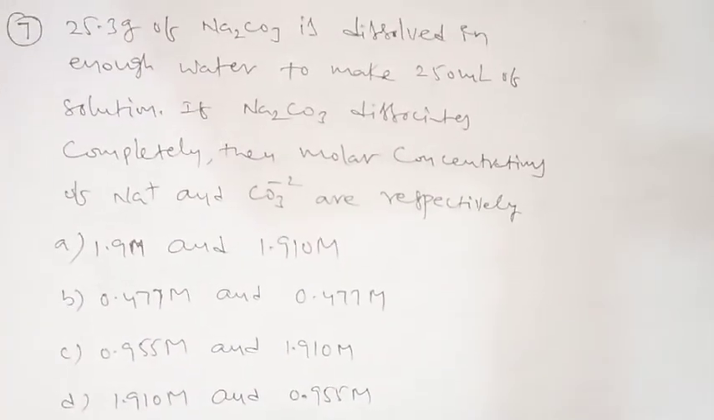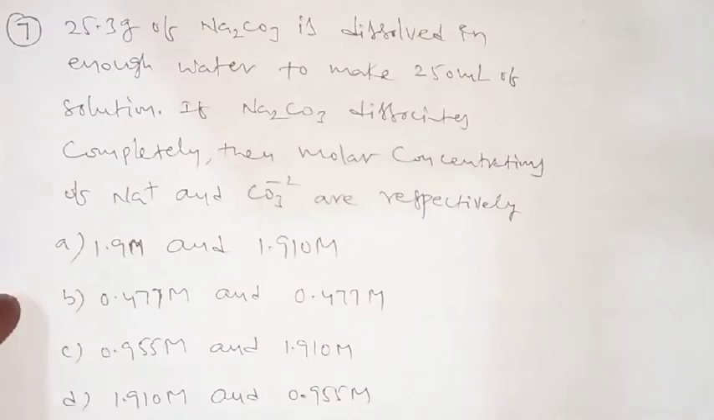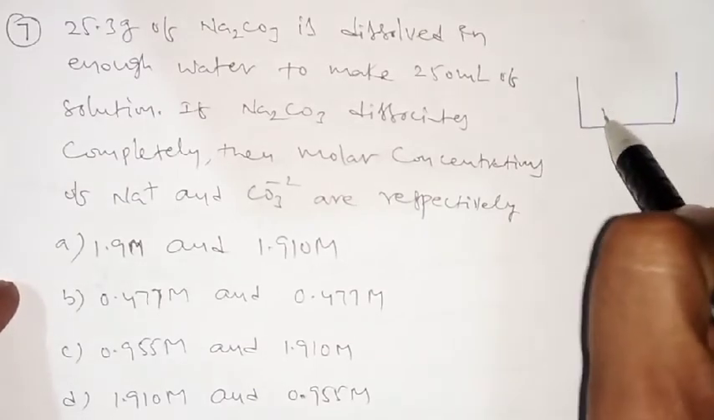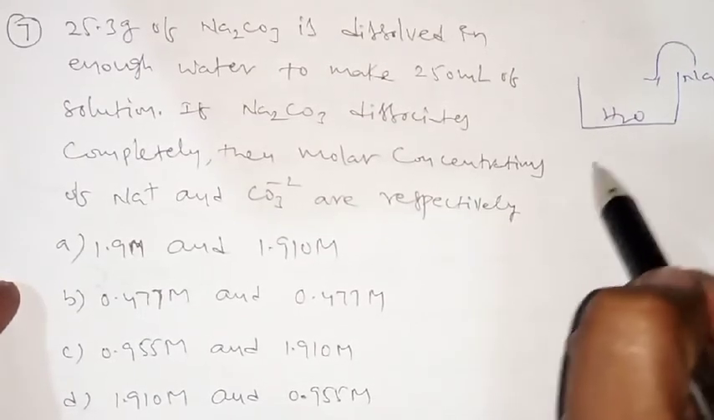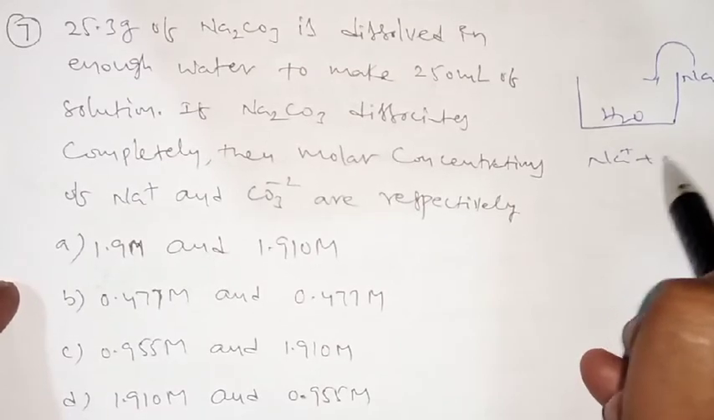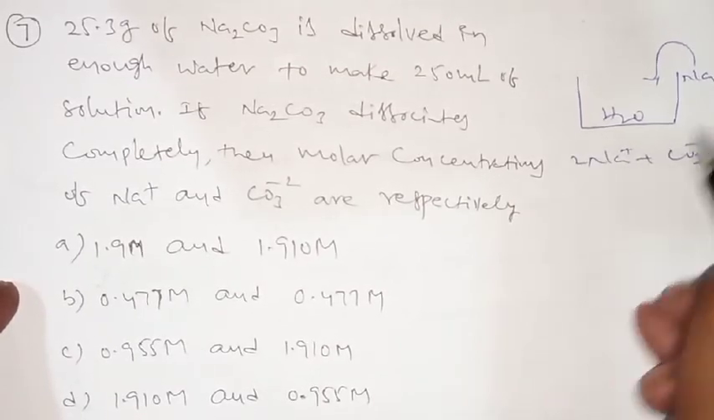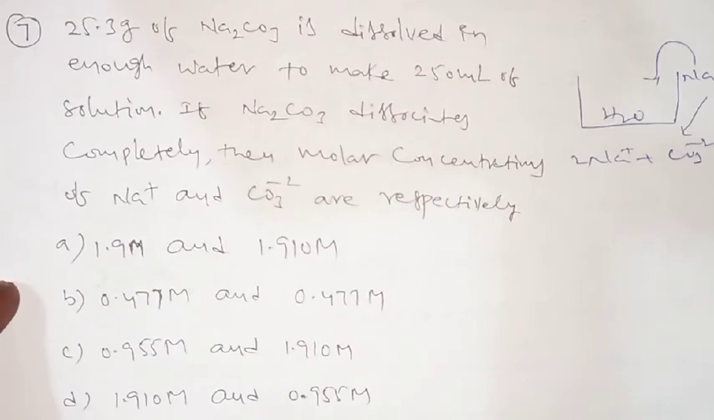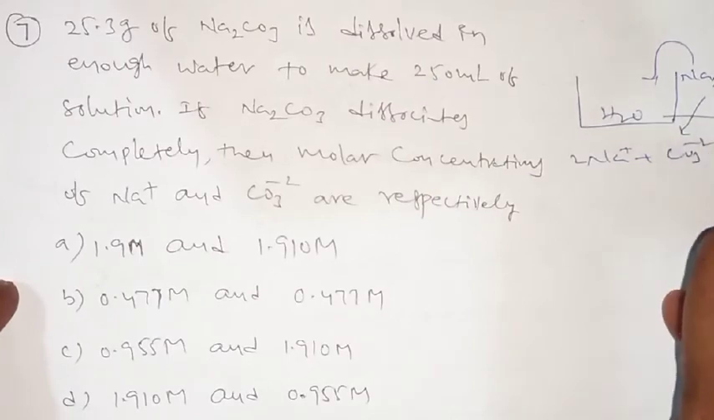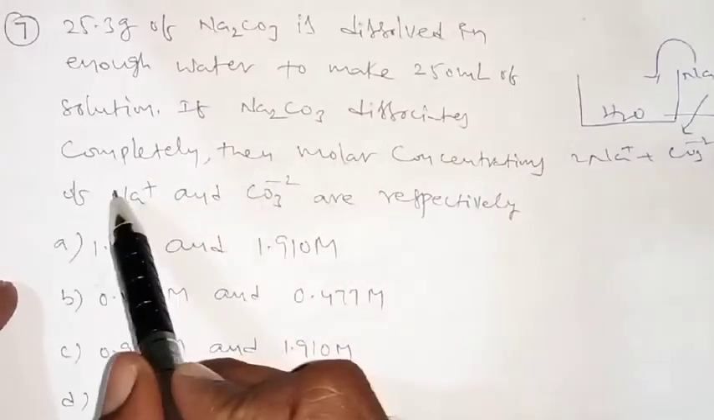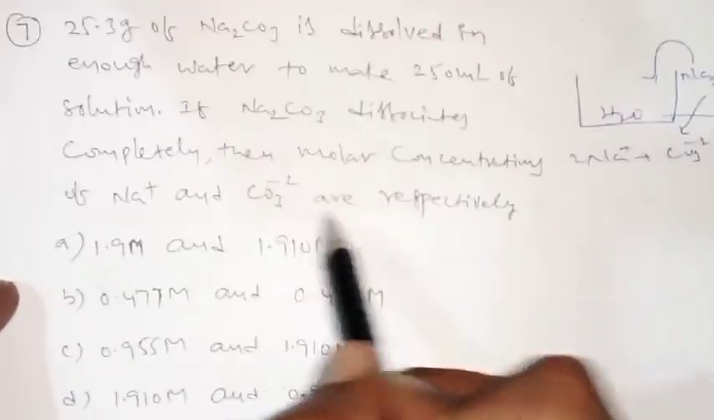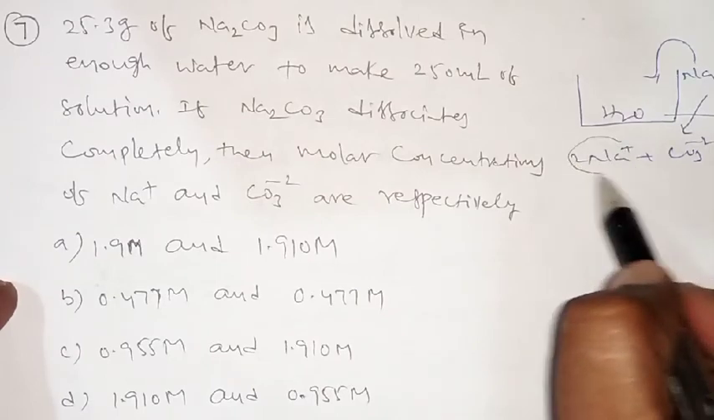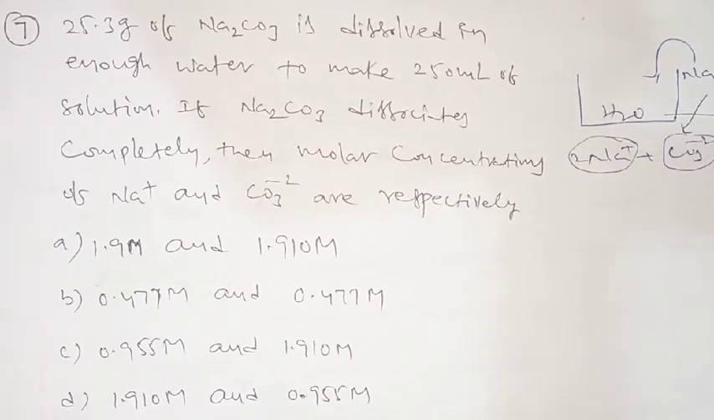In this question, see there, 25.3 grams of Na2CO3 is dissolved in enough water. Just imagine some water is there in which Na2CO3 is dissolved. So when Na2CO3 dissolves, what will we get? Na plus and CO3 2 minus immediately. So to make 250 ml of solution, if Na2CO3 dissolved completely, then the molar concentrations of Na plus ions and CO3 2 minus ions respectively are asked.